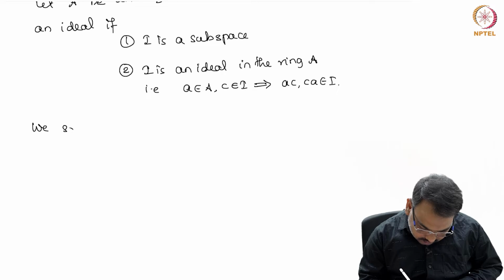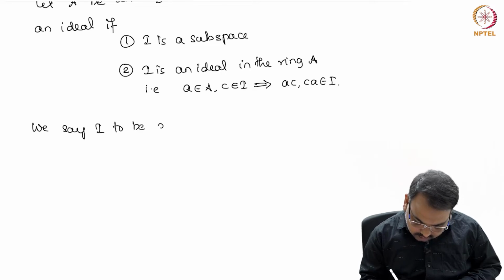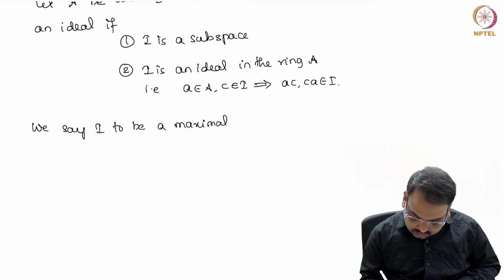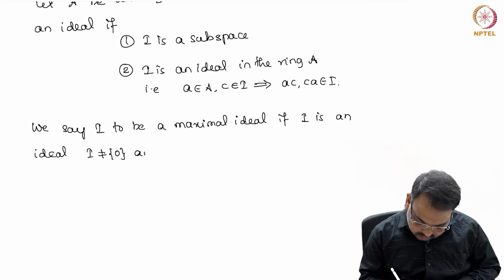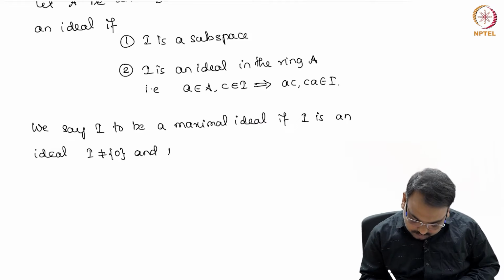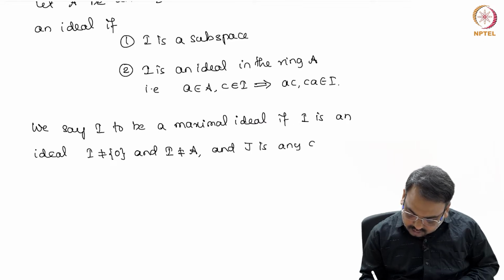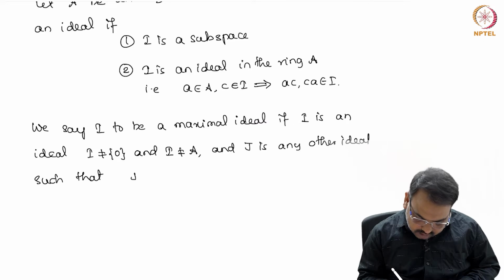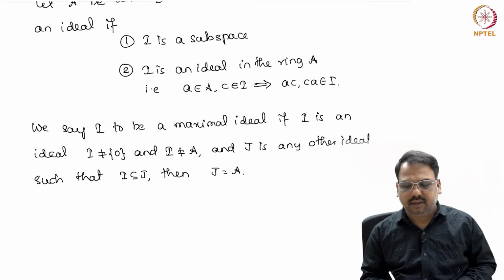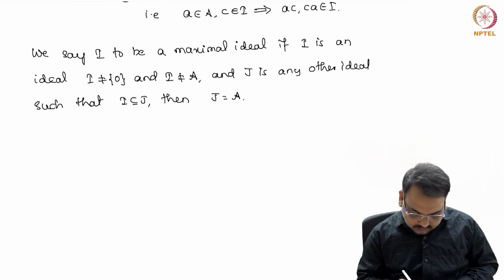So we say I is a maximal ideal if I is an ideal, I not equal to 0 and I not equal to A, and if J is any other ideal such that I is contained in J, then J must be equal to I. If this condition is satisfied, then we call I a maximal ideal. So let us see a few examples of maximal ideals.